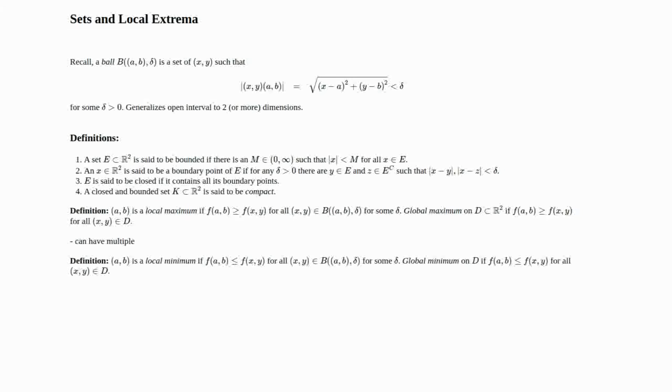(a,b) is a local minimum if it is locally less than or equal to all the values around it, so within some small ball of (a,b). And it's a global minimum if it's less than or equal to all values of the function applied at its domain. And collectively, maximum and minimum are referred to as extrema.